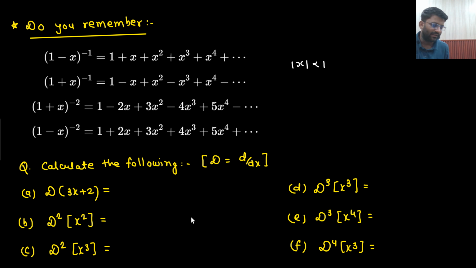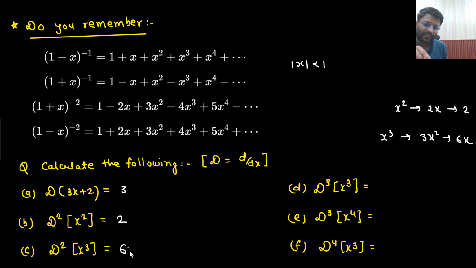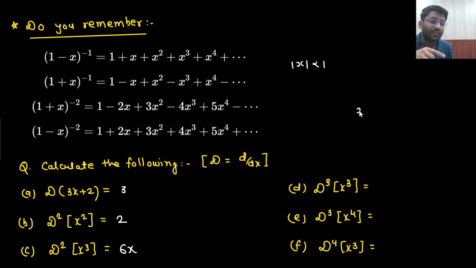What answer will you get? The answer is 3. You need to differentiate x square 2 times. One time you differentiate, you get 2x. Another time you differentiate, you get 2. You need to differentiate x cube 3 times. First differentiation gives 3x square, second differentiation gives 6x, third differentiation gives 6.